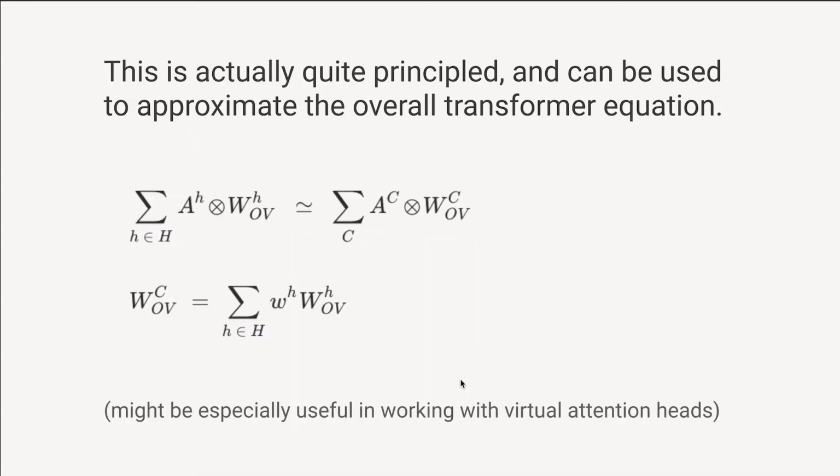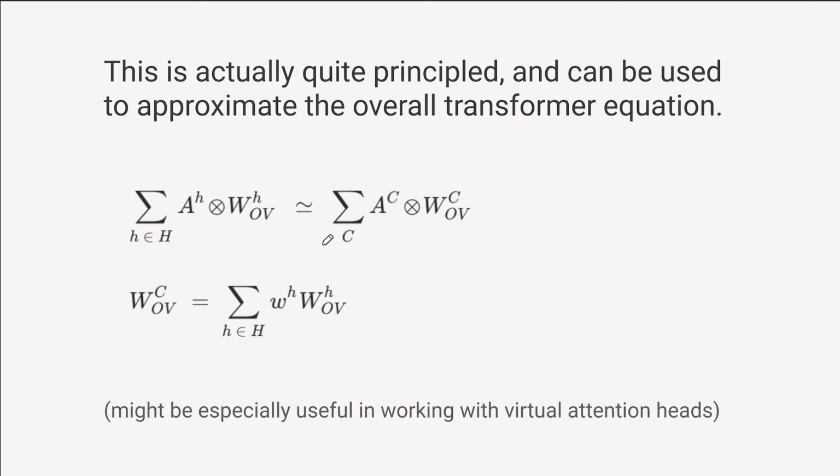And this is a little bit of a technical point, and if you don't follow, that's totally fine. But there is this interesting observation that this is actually quite principled to do. In fact, if you think of all these equations we've been writing that describe transformers, we always have terms that look kind of like this, where we have a sum over attention heads, and then a tensor product of the attention pattern and W_OV, the OV matrix for each head. And it turns out that you can approximately rewrite that.